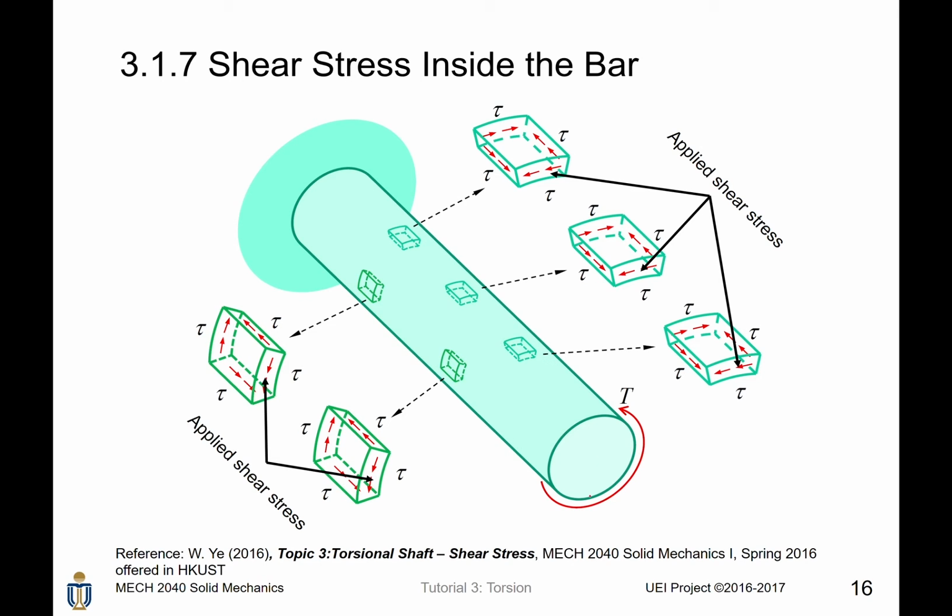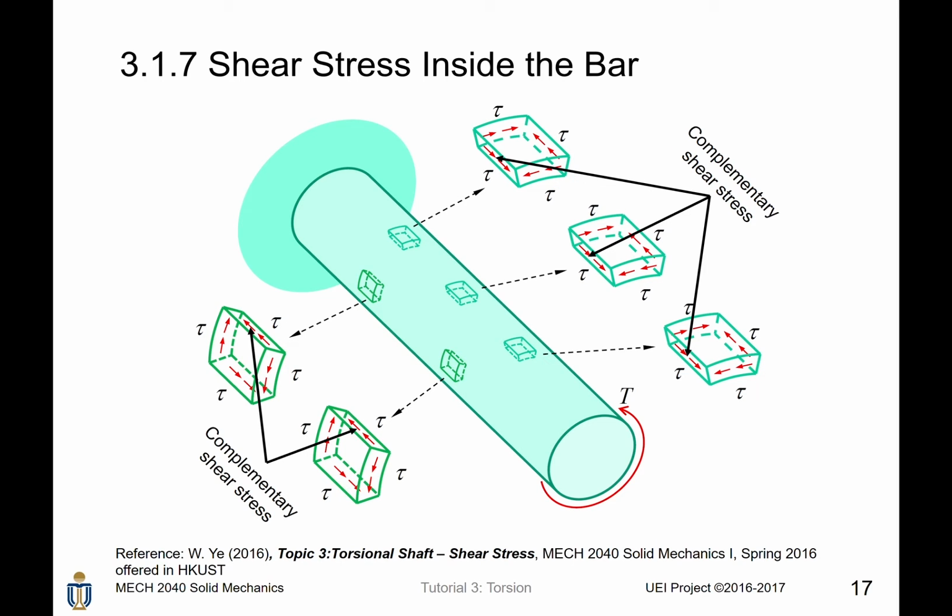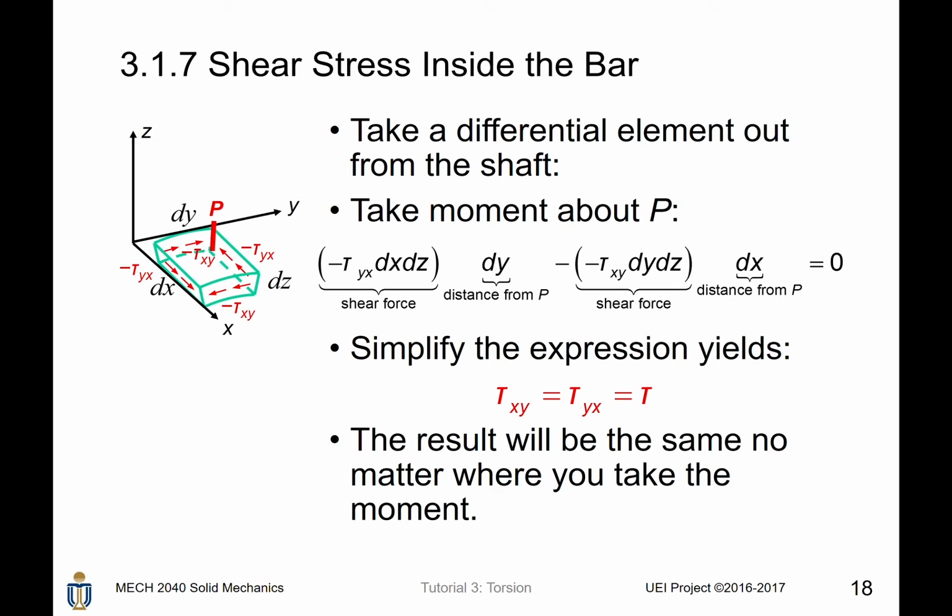When a torque is applied on the end of the bar, those surfaces are directly affected and there will be shear stress acting on them by the torque directly. The rest of the shear stresses on the element are all caused by the applied shear stress by the torque. They are called the complementary shear stress. And there is an important conclusion that we can draw from the applied shear stress and the complementary shear stress. Consider a little piece of differential element.